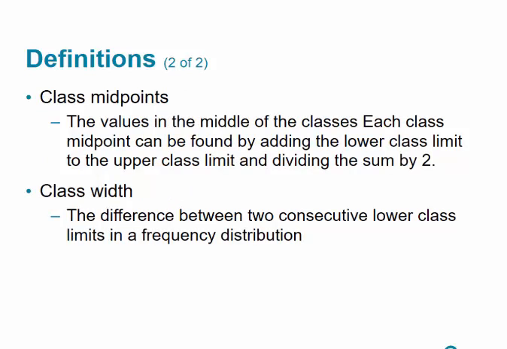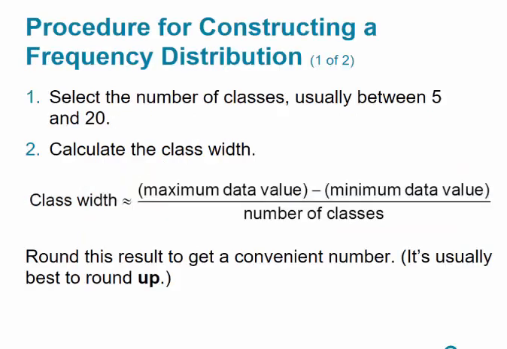Then we have the class midpoints. These are simply the values in the middle of the classes. Each class midpoint can be found by adding the lower class limit to the upper class limit and dividing by 2. You can also use the class boundaries, and you'll get the same value. Class width is simply the difference between two consecutive lower class limits or upper class limits. It's really how wide each class is.